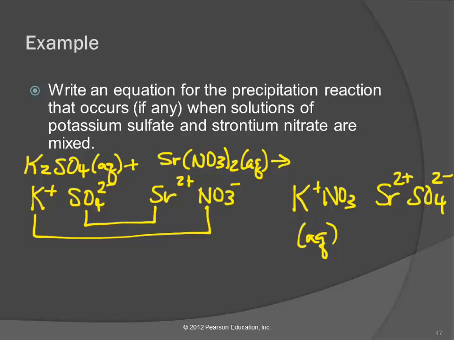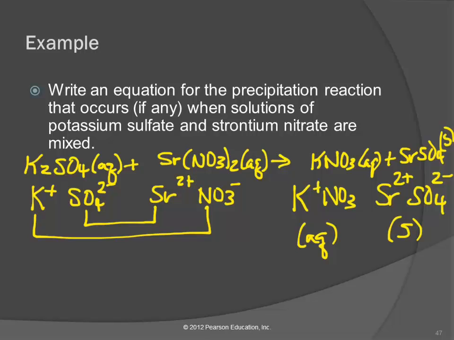Strontium sulfate. So sulfate compounds, mostly soluble. Under exceptions, it says when sulfate ion pairs with strontium, the compound is insoluble. So strontium sulfate is a solid. So we have to finish this one out. So potassium and nitrate, each is +1, -1, so KNO3. And strontium sulfate, +2, -2, SrSO4. That's a solid.